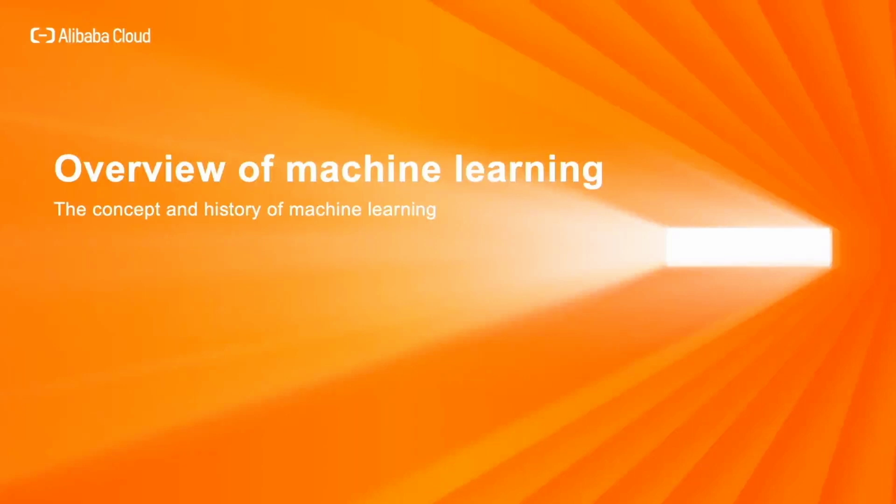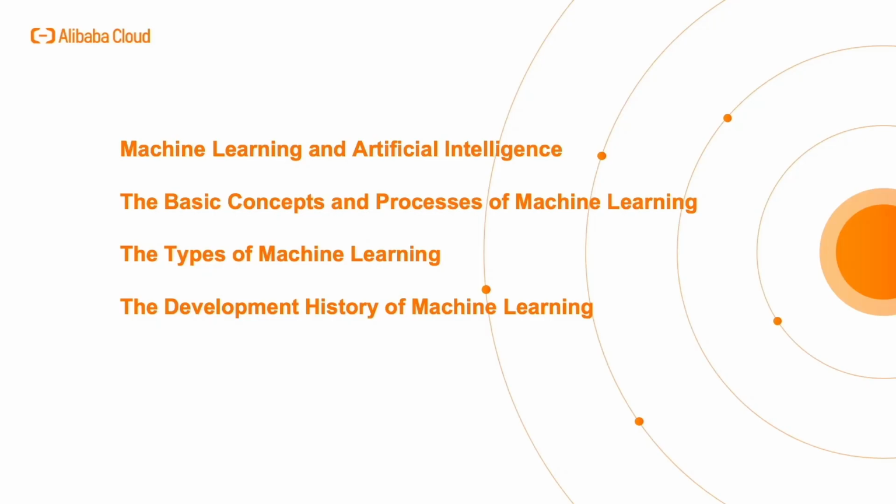This chapter will introduce an overview of machine learning. You will learn machine learning and artificial intelligence, the basic concepts and process of machine learning, the types of machine learning, and the development history of machine learning in this chapter.